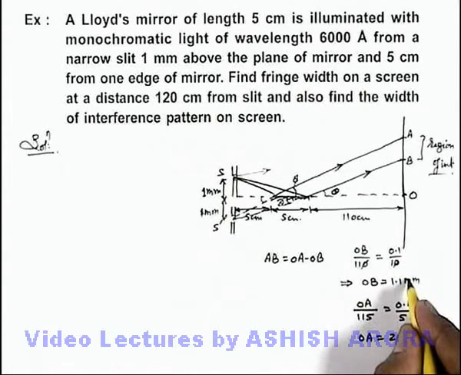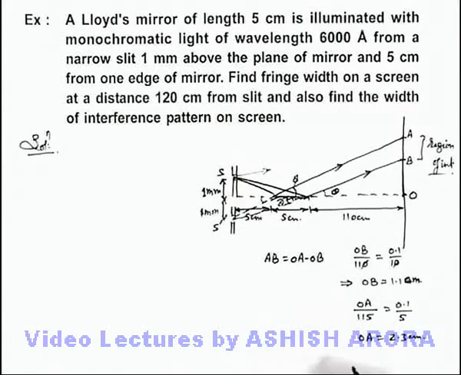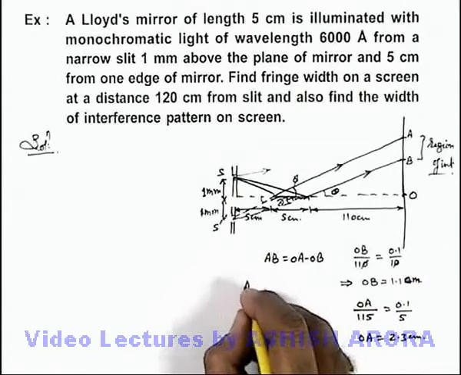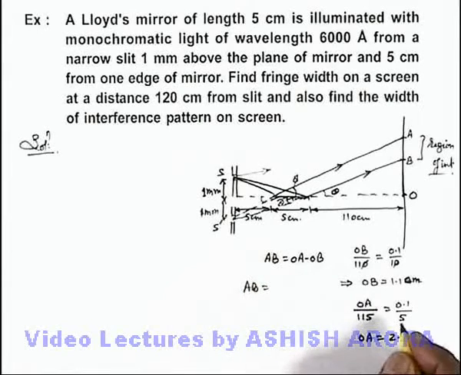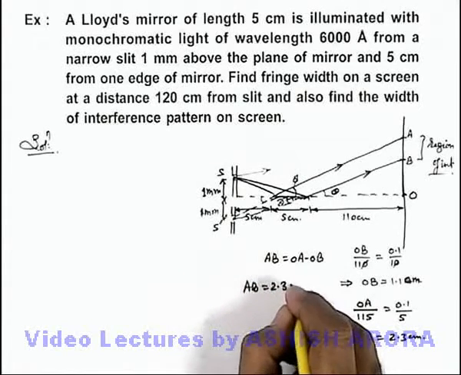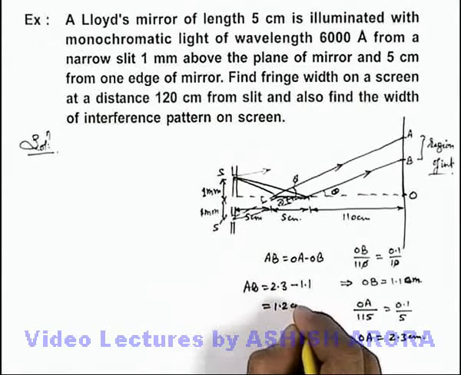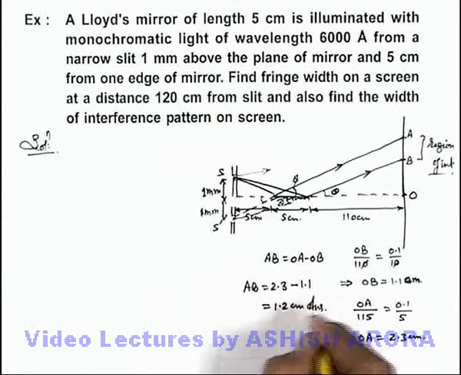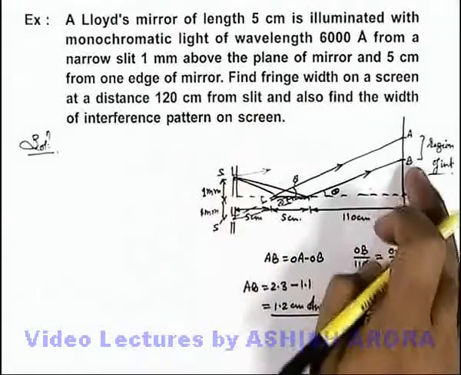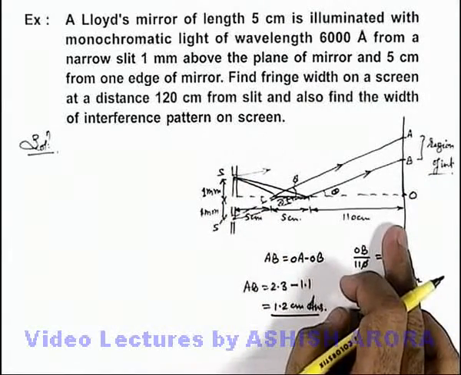Here this should be 1.1 millimeter, by mistake I have written it 1.1 centimeter, and if we substitute the values, this region of interference we are getting is 2.3 minus 1.1, and the region is 1.2 centimeter. That is the answer of this problem, where we are required to find the region of interference.